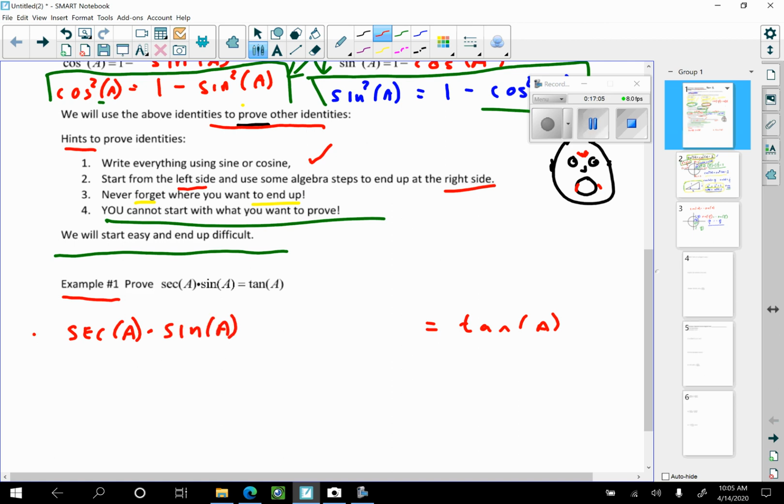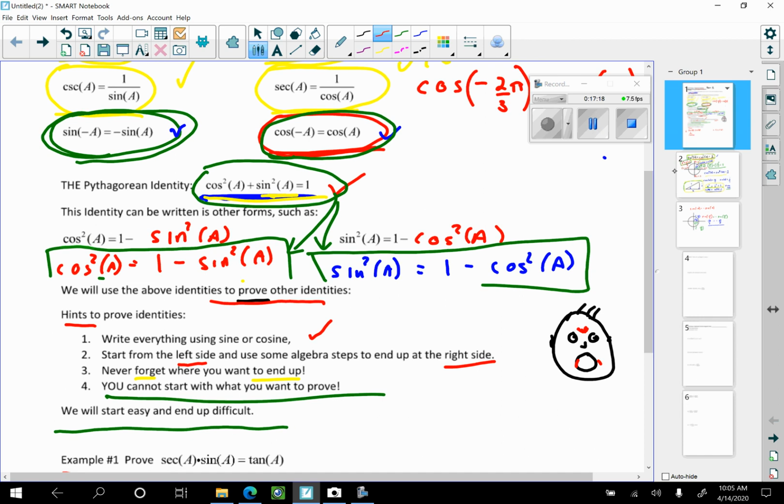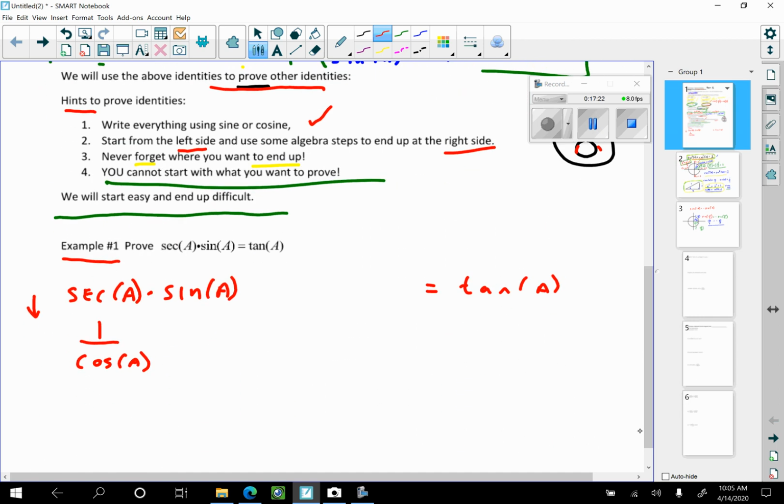Well, and then we're going to just walk down. Hey, what's the secant of A? The secant of A is 1 over cosine of A. I knew that from the quotient identity above, right here. The secant of A is 1 over cosine of A, times the sine of A.